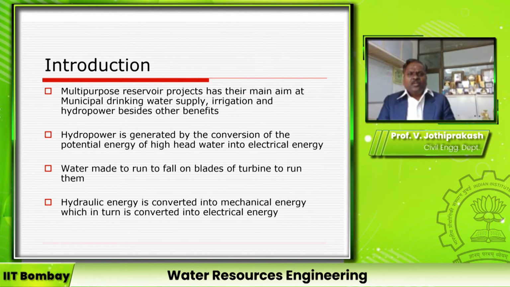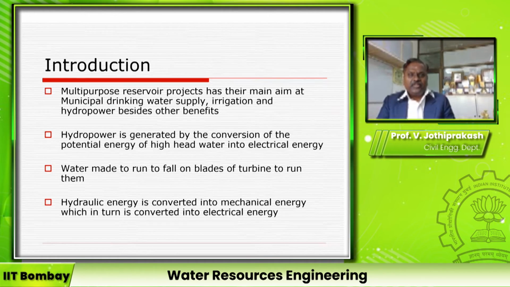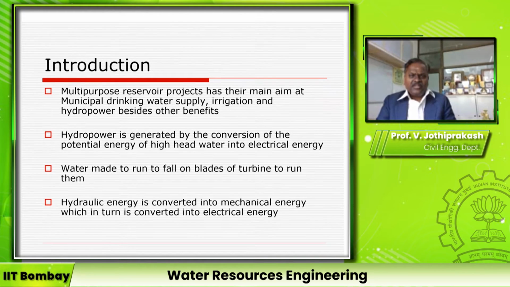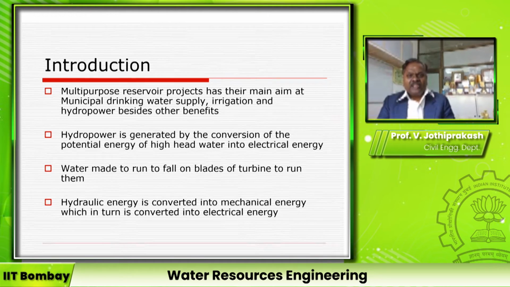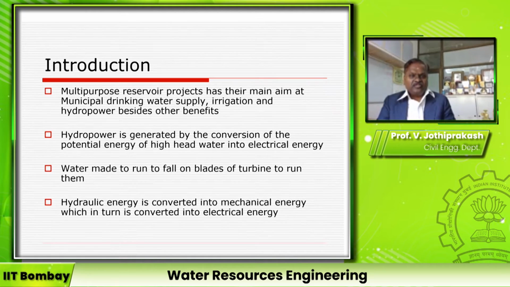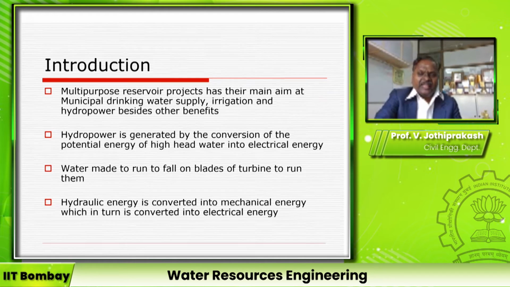Let us see in detail about hydroelectric power plants. A dam which contains this hydroelectric power plant, as well as the same water used for irrigation, is also called a multi-purpose reservoir. So the multi-purpose reservoir project has its main aim at municipal drinking water supply, irrigation, besides hydropower generation. Hydropower is generated by the conversion of potential energy into electrical energy. So water is made to fall on the blades of the turbine, and this hydraulic energy is converted into mechanical and then mechanical to electrical energy.